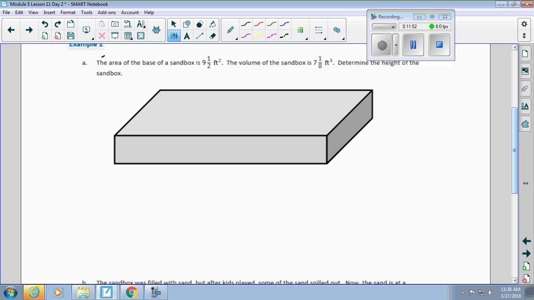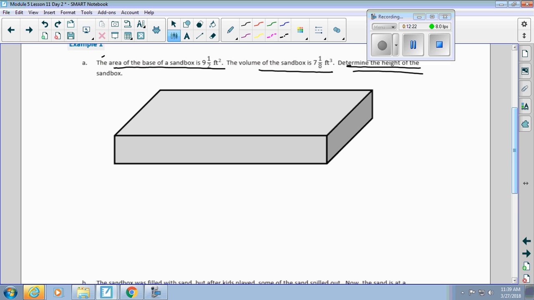So what we have is this question that says the area of the base of a sandbox is 9.5 feet squared. So they're giving us the area of the base, right? And the volume of the sandbox is 7 1/8 feet cubed. Determine the height. So to read that again, the area of the base is 9.5 feet squared. The volume is 7 1/8 feet cubed. We are determining the height of that sandbox.